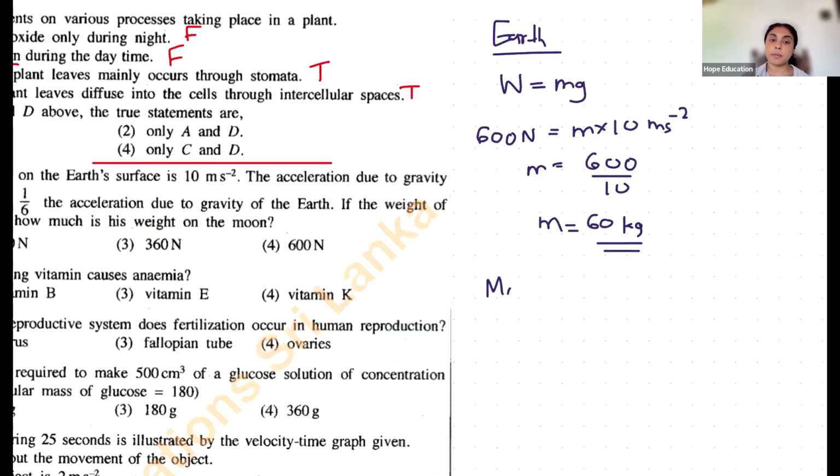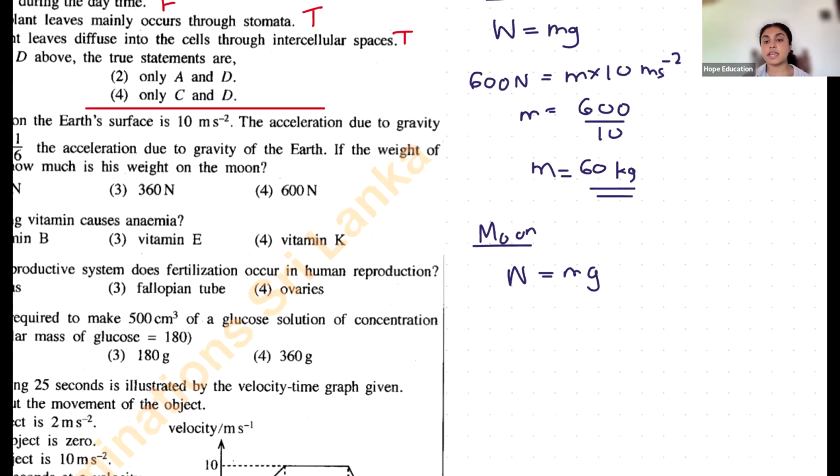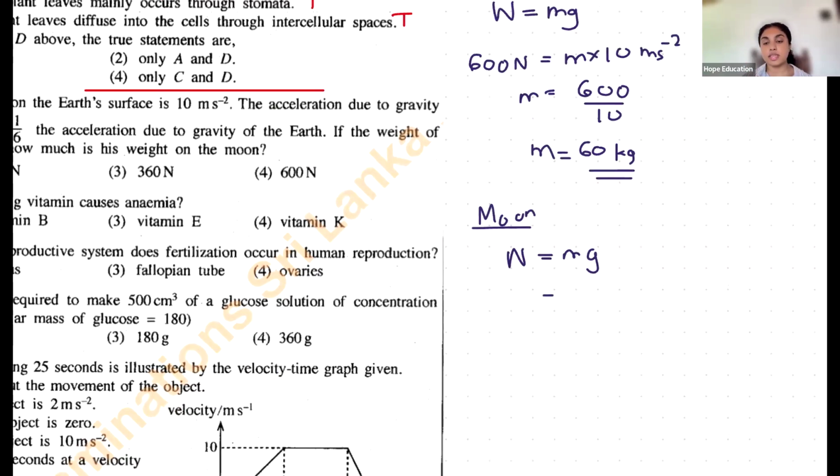Now we need to find the weight on the moon. W equals mg. The person's mass does not change, whether he's on Earth or Moon or Mars or wherever, the mass doesn't change. So the mass I found here is 60 kg. So I use the same mass.